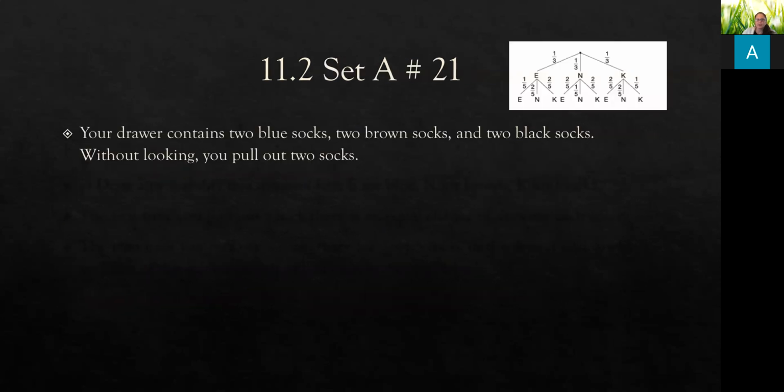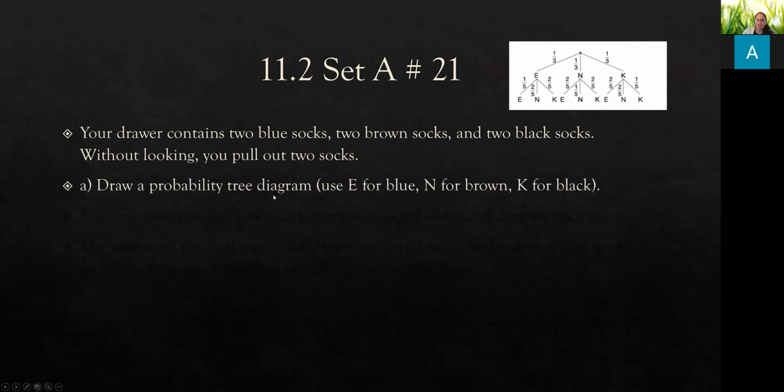Okay. Number 21 says, your sock drawer contains 2 blue socks, 2 brown socks, and 2 black socks. Without looking, you pull out 2 socks. Draw a probability tree diagram. We're going to use the letter E for blue, N for brown, and K for black. All right. So remember, at the beginning, there's 6 socks. 2 are blue. So you have a 2 out of 6, or 1/3 chance of drawing out a blue. Same thing for brown, and then same thing for black.